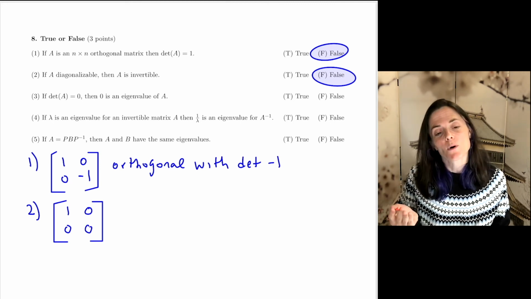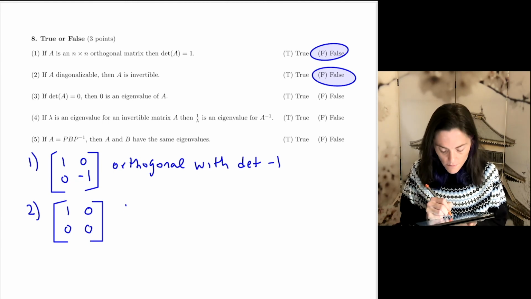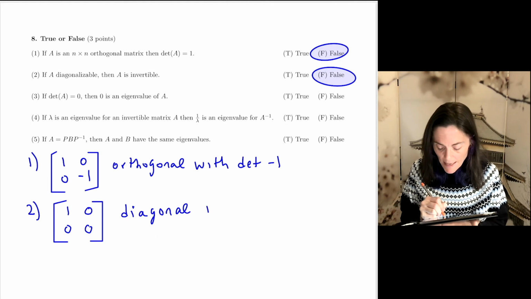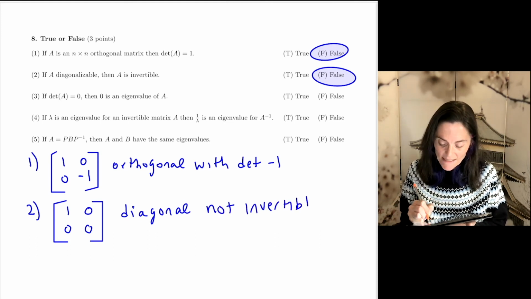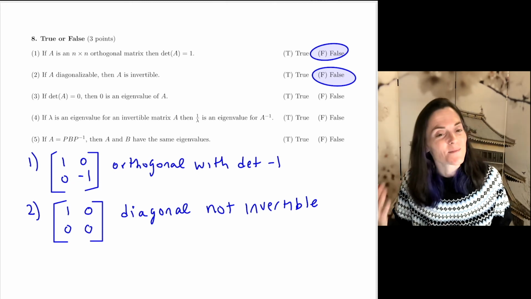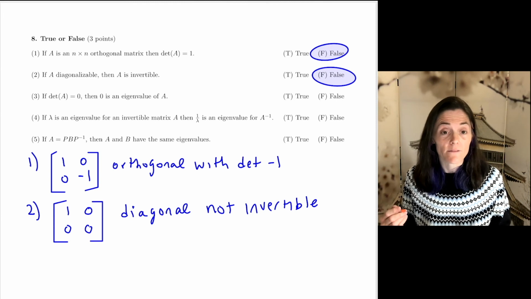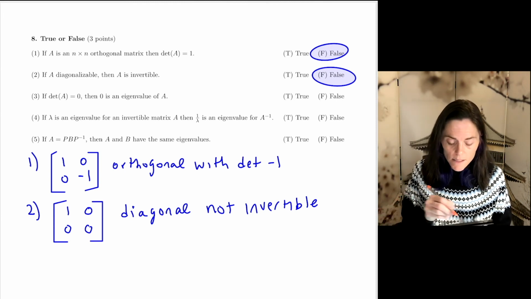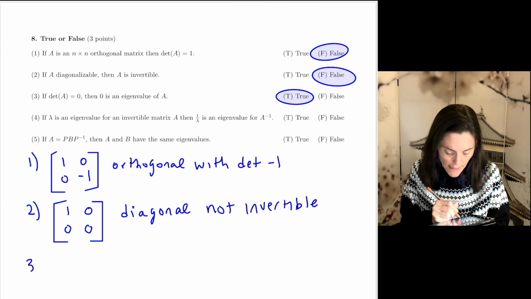But if you want a matrix with at least one non-zero entry, you could just take this. It's diagonalizable because it's diagonal. It's not invertible. Maybe I'll write that. This is diagonal. Certainly it's diagonalizable and not invertible. So this is one example here. Number 3, it says if the determinant of A is 0, then 0 is an eigenvalue of A. This is true.